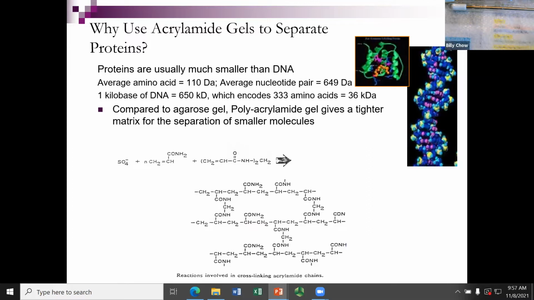Okay, so this is just to show you that DNA on average is much bigger than protein. A nucleotide pair is 649 Dalton. So 1 kilobase pair is 649 kilodalton. And this encodes 333 amino acids, which is the size of 36 kilodalton. So DNA is much bigger.